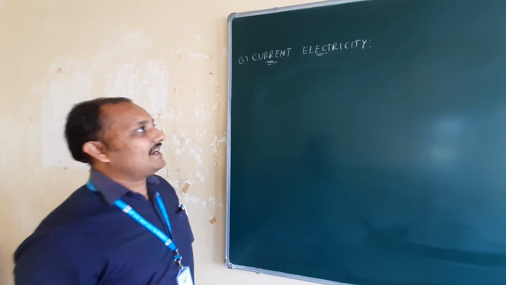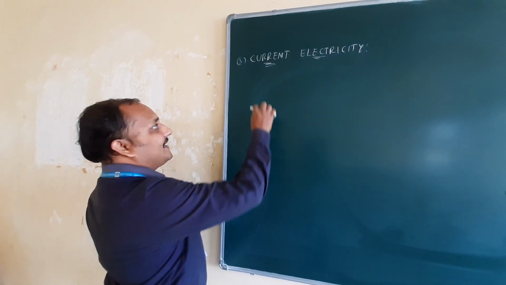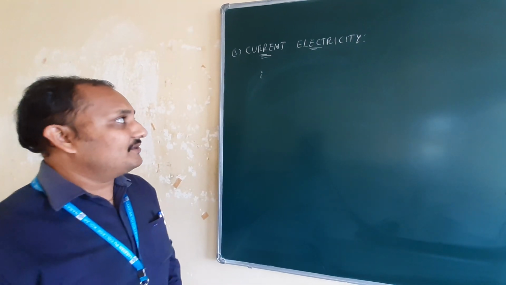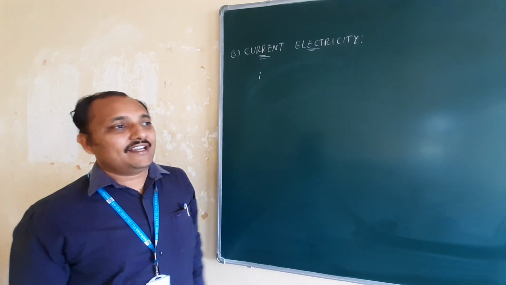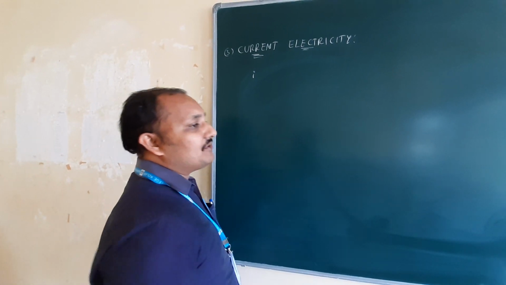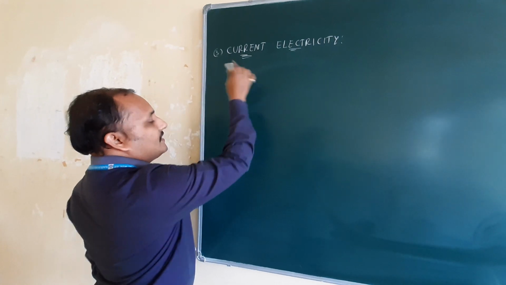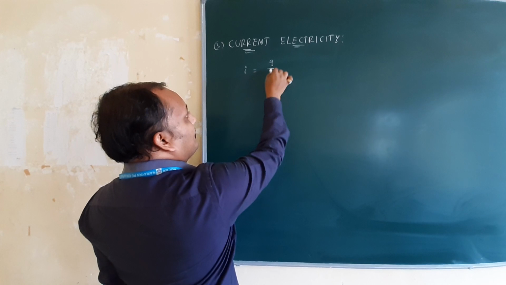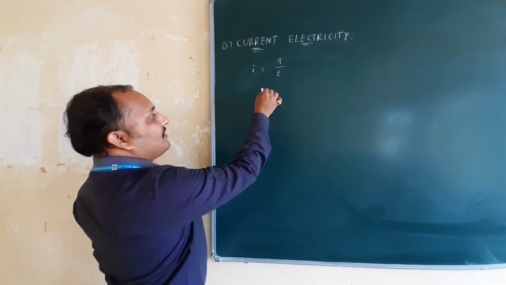What is meant by current? We already know the symbol of current is I, either small i or capital I. When we say current is flowing in a conductor, whenever charges are flowing, that is nothing but I equals the charge flowing in unit time. Charge is denoted by Q. I is equal to Q by t. This one only they will write.